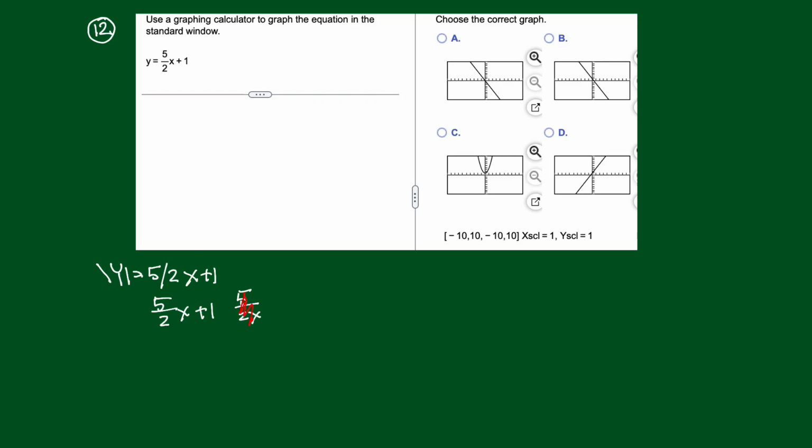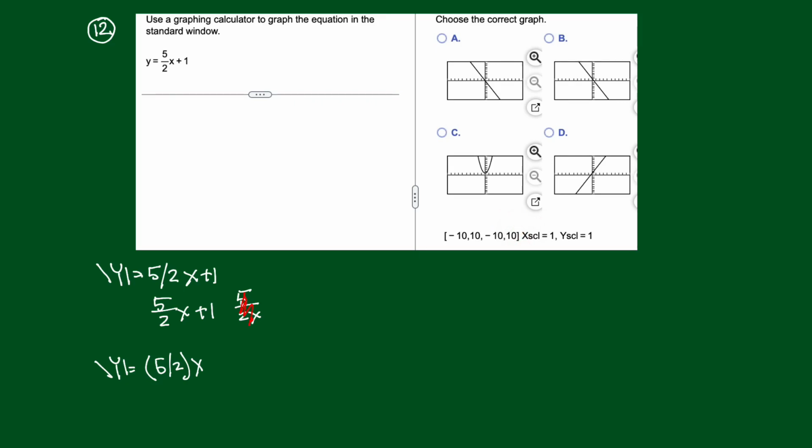Now, if you just want to be very careful about it, you could write y1 equals, put a parentheses, 5 divided by 2x. But that will give you the same thing as this right here. All right, and then plus 1. So go ahead and press graph. We're in the same window, right? Look at our window down here. Negative 10 to 10, negative 10 to 10. So 5/2 x plus 1. What do you think?